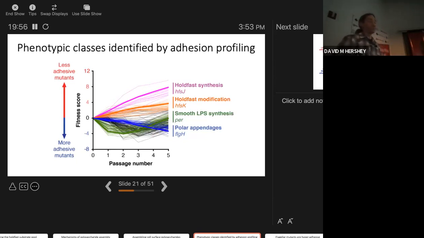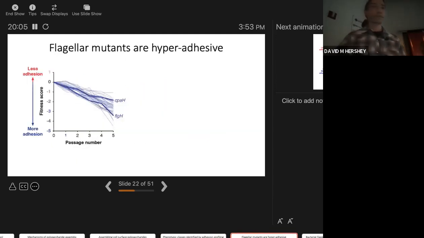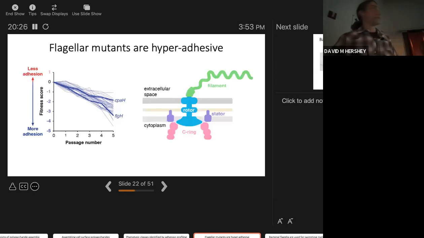And so to highlight that, I want to point out and talk for the rest of the time about these genes that are highlighted in blue here. So this group of genes has really interesting phenotypes in this passaging experiment. They're actually giving negative fitness scores. What that means is that these mutants are being depleted more rapidly than the wild type by the cheesecloth. So they're hyperadhesive. When we look at the functional annotations for all of these genes, most of them are involved in the assembly of this machine called the flagellum.